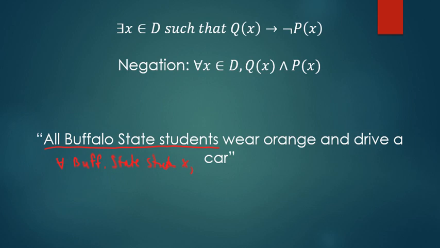That's like saying x wears orange and x drives a car. So for all Buffalo State students x, x wears orange and x drives a car. So we see that we have a universally quantified statement here, and our statement form contains a conjunction: x wears orange and x drives a car.